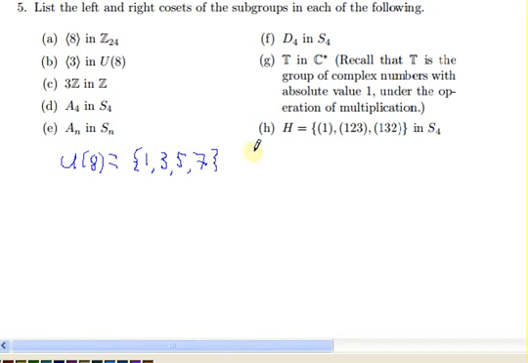Okay, so that's the set U8, and the group operation is multiplication, mod 8, sorry, mod 8. Okay, so that's the group that we're working in. Now, in order to define cosets, we need a subgroup. This subgroup that we're looking at is the cyclic group generated by 3.